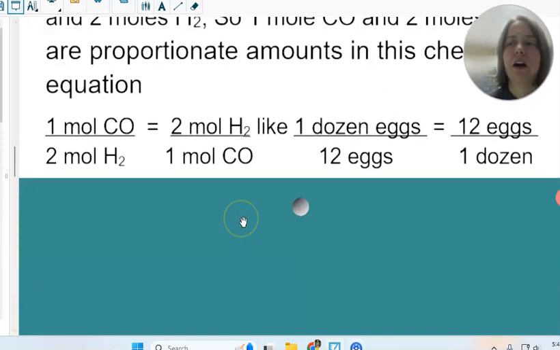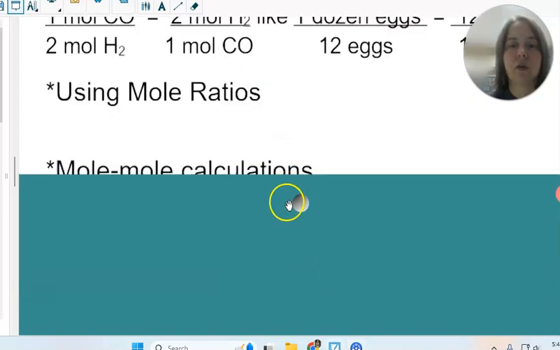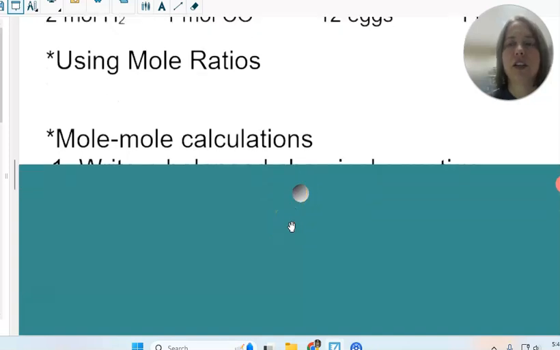So please write down this. 1 mole of carbon monoxide over 2 moles of hydrogen is equal to 2 moles of hydrogen over 1 mole of carbon monoxide, just like 1 dozen eggs is 12 eggs, or 12 eggs is 1 dozen. So again, the order is dependent on how we set it up in a problem, how the units need to cancel. All right, using mole ratios, we're going to do a mole-to-mole calculation.